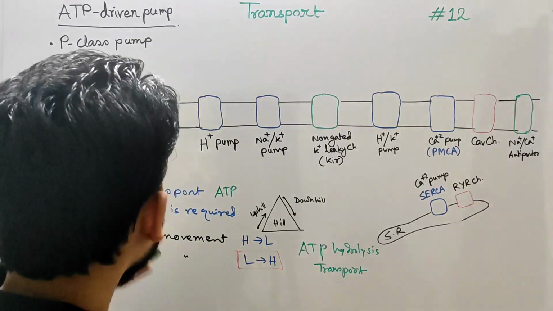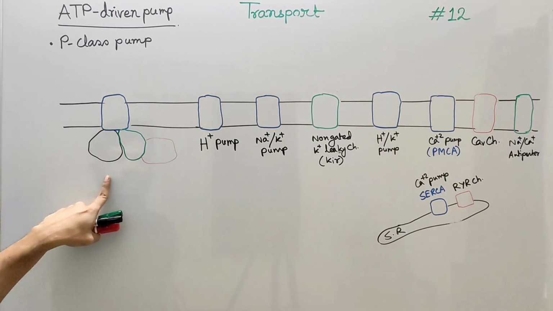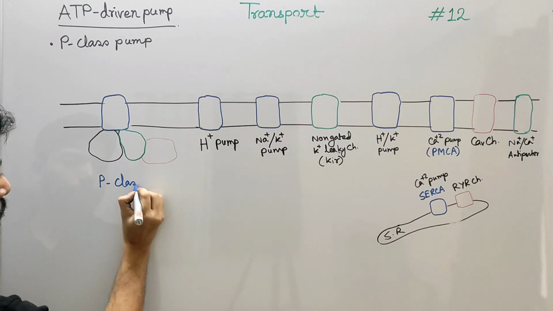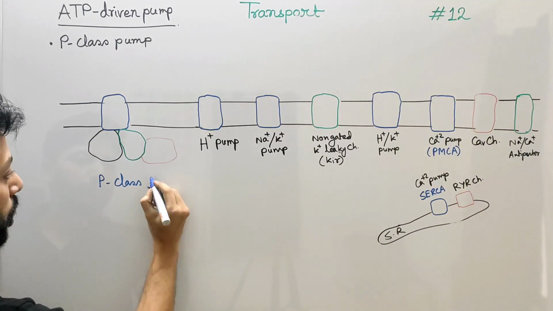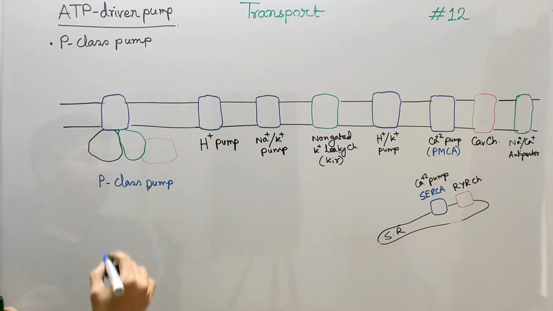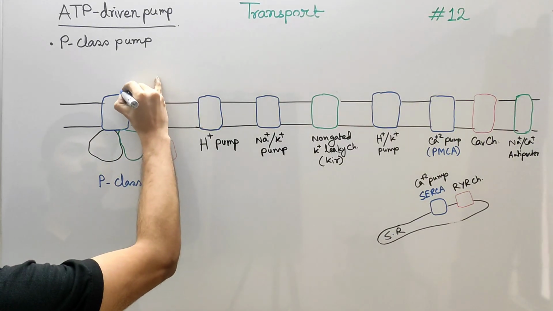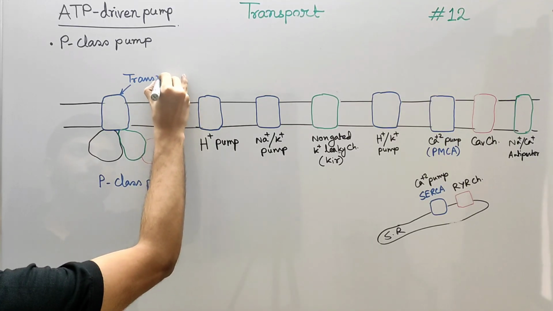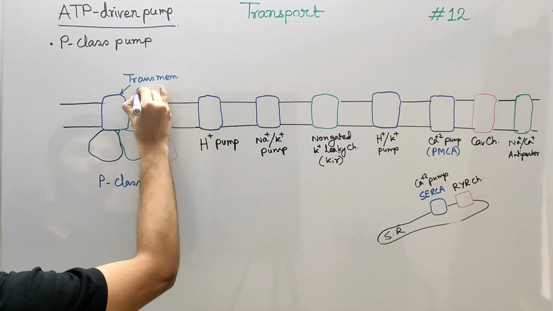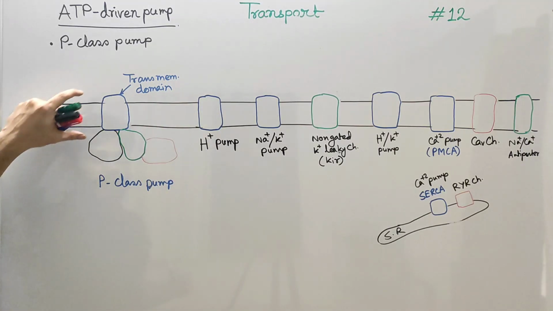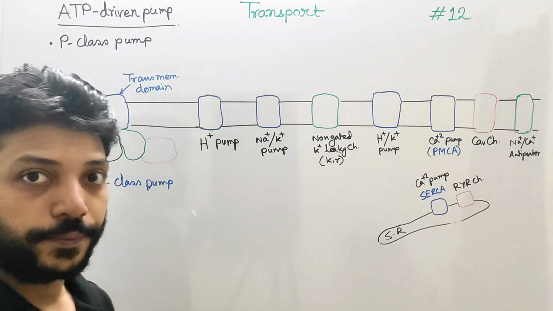Now I will talk about the P class pump. This structure is the basic structure of all P class pumps. This domain of the protein is called the transmembrane domain of the P class pump. This domain spans the lipid bilayer.